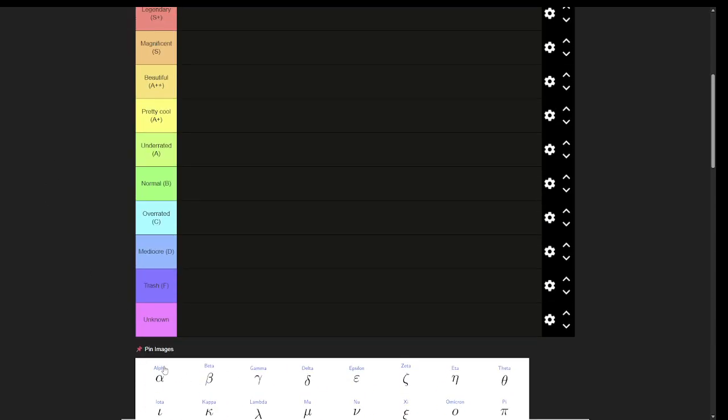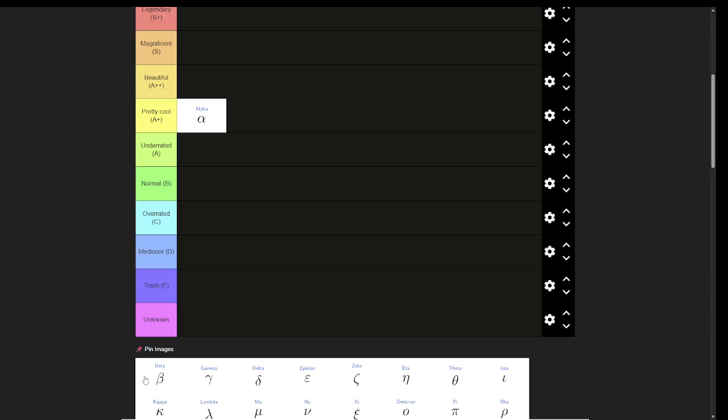Let's get started with alpha. Now alpha, you know, it's a nice Greek letter. We get it in math, we get it in physics. It's a pretty good all-rounder. It's the first Greek letter you learn, but I feel like there are so many better ones. I'm going to put it in pretty cool. I think there are some better ones.